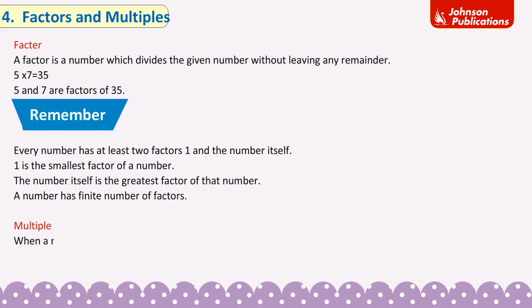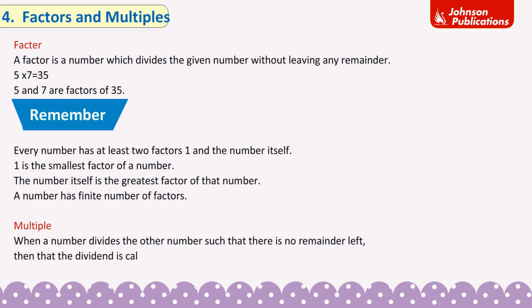Multiple. When a number divides another number such that there is no remainder left, then the dividend is called the multiple of the divisor. For example, 35 is a multiple of 5 and 7.